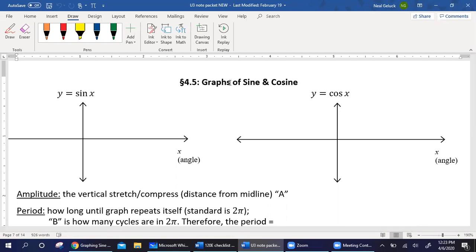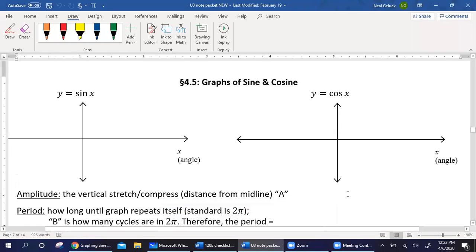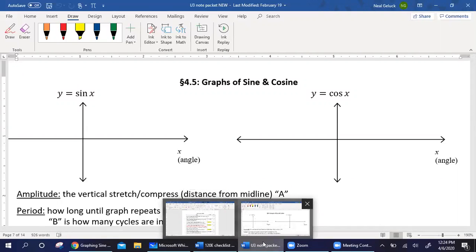The unit circle is essentially a calculator to help us calculate trig functions. The actual graphs of the trig functions are different. So for sine and cosine, they actually have fairly similar graphs. We're only going to focus on these two. There are graphs for the other functions, tangent, cotangent, secant, cosecant, but we're only going to worry about sine and cosine. They're kind of the two important ones.